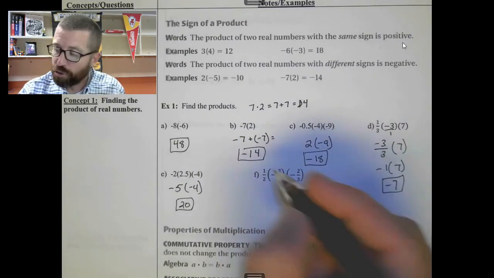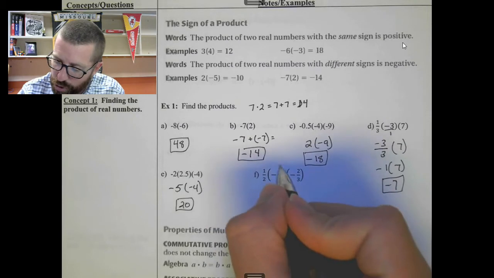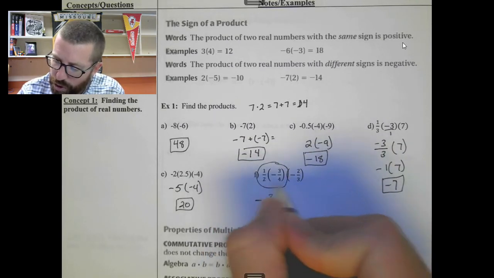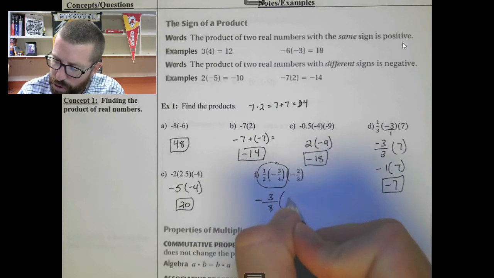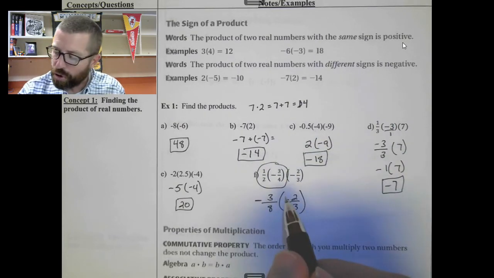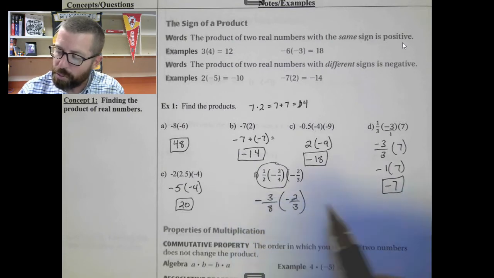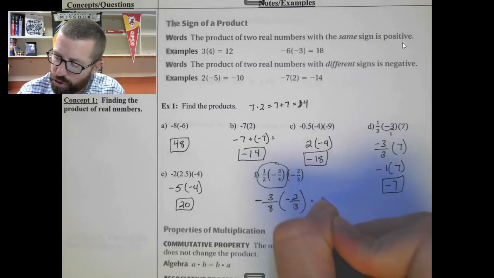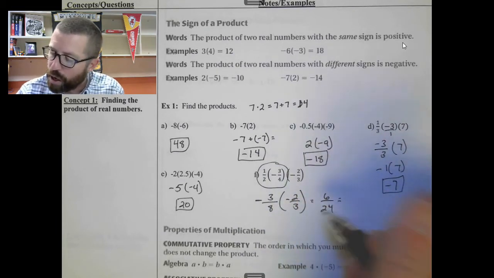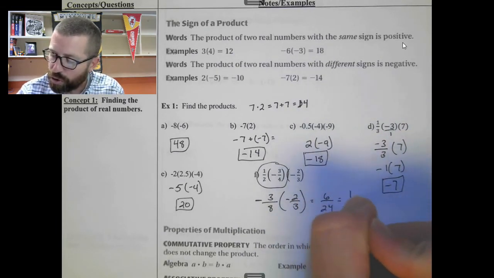When you multiply fractions, you just multiply straight across. The first two have different signs, so they're negative. And then 2 times 4 is 8. And then here, the numbers are both negative, and so that makes a positive. 3 times 2 is 6, and then 8 times 3 is 24. And that's positive because they're both negative. And then these do reduce. 6 goes into 24 4 times.